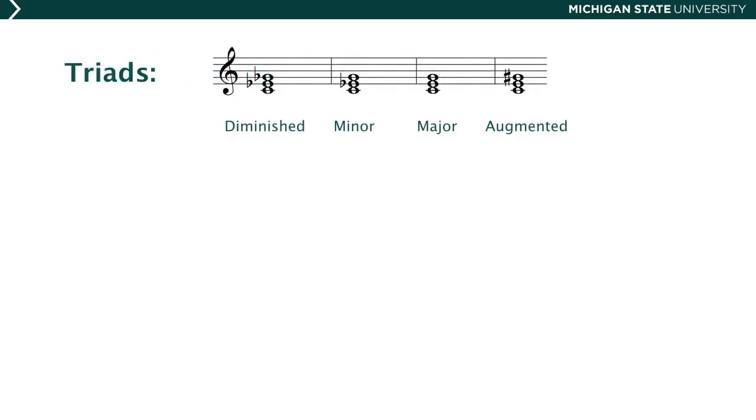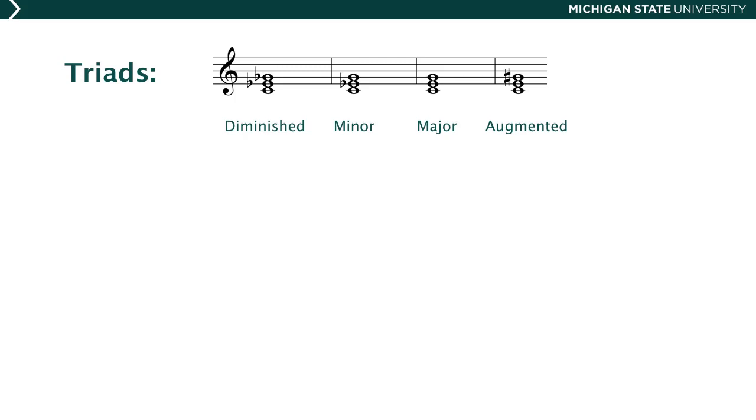Recall that we had 3 common qualities of triads: major, minor, and diminished, and one relatively rare quality triad called augmented. The qualities are determined by the intervals above the root. Diminished triads have 2 minor thirds above the root. Augmented triads have 2 major thirds above the root. Perfect and minor triads have a perfect fifth above the root, and either a major third for a major triad or a minor third for a minor triad.